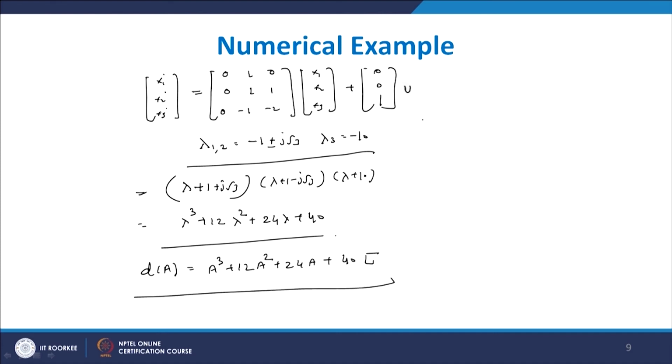The controller K is given by 0 0 1, controllability inverse Q c inverse, into phi of A. Phi of A we can already determine, since the formula is given, so replacing the values of A in this equation we get phi of A. Now we need to determine the controllability inverse, and after multiplication we can get the controller K c.